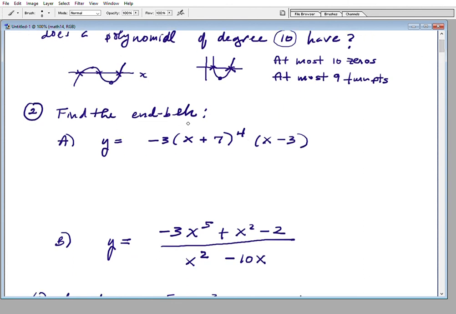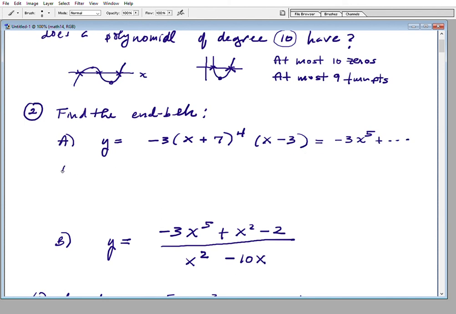Okay, so here we come to end behavior. Let's say we want to find an end behavior for something like this. So first of all, we have to determine what the first term is. So coming from here, we have x to the 4th. And coming from here, we have x. So that will be a total of x to the 5th. So the first term is minus 3x to the 5th plus other terms. Okay. The end behavior is determined by the first term.